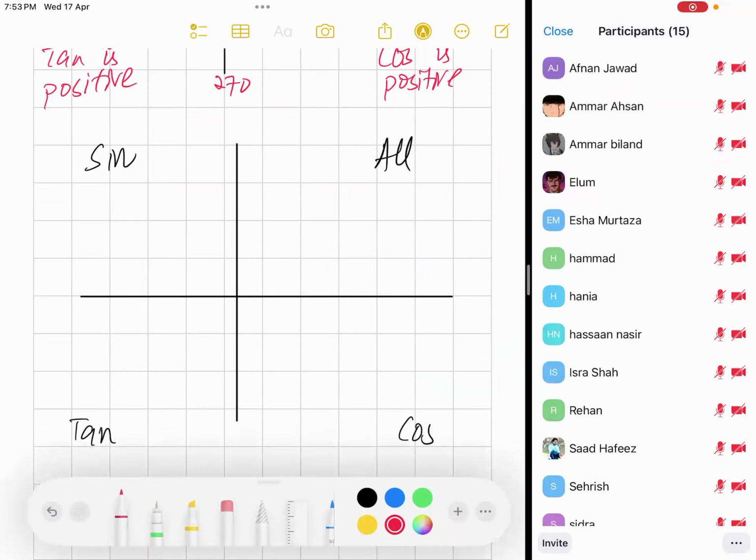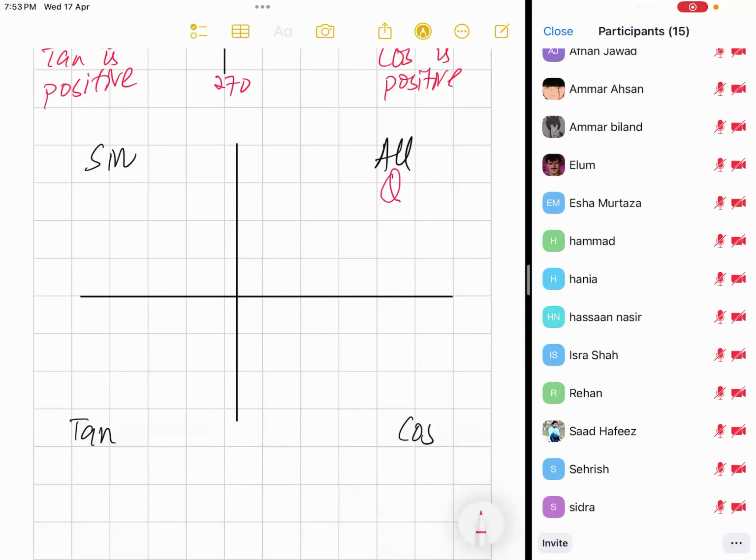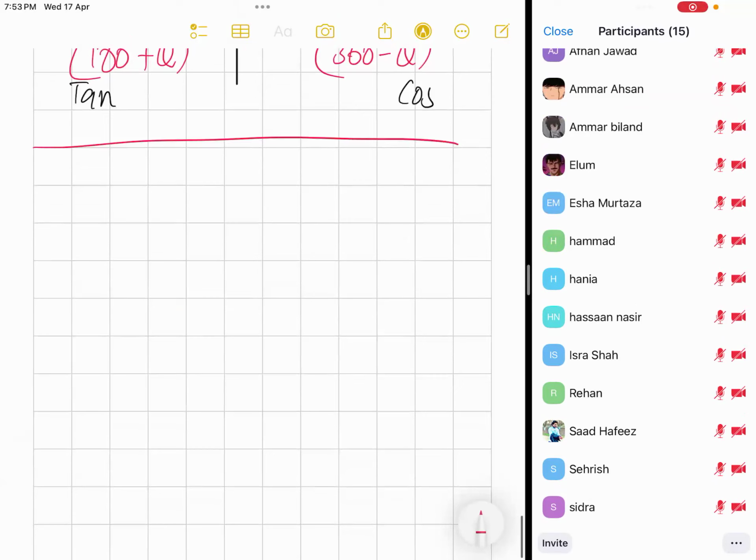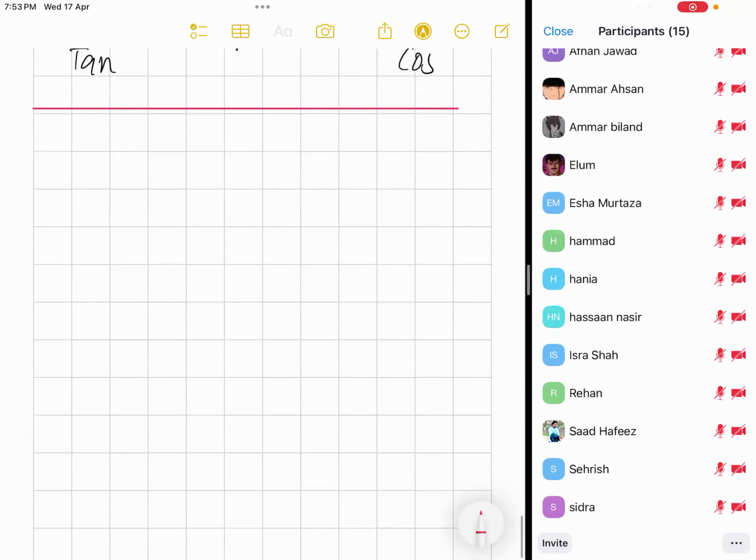Okay. For example, we get theta here. What we do here: 180 minus theta. What we do here: 180 plus theta. What we do here: 360 minus theta. Understood? Okay. Now, just for the sake of example, I'm going to write a question here: 3 sine x equals 5. So sine x is equal to 5 by 3. Can you please check what is the answer?